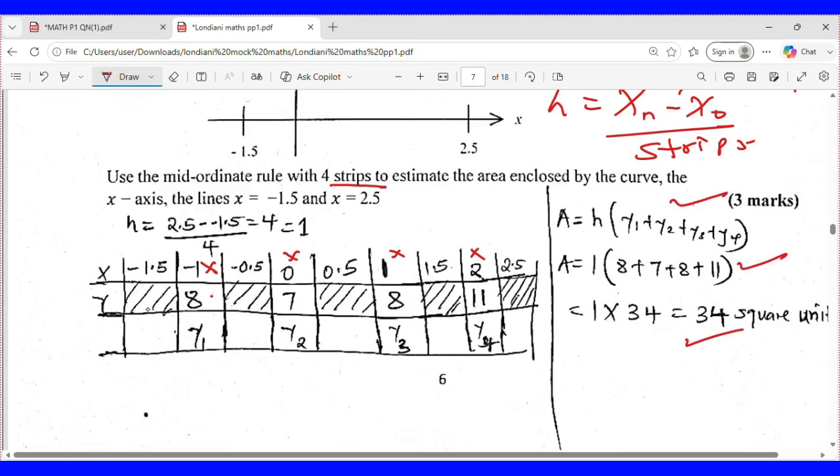Remember, these are the ordinates, but this one is the mid-ordinates, right? Yes.